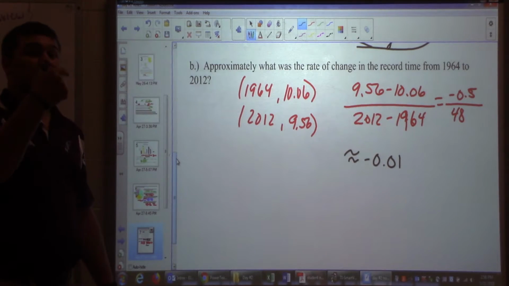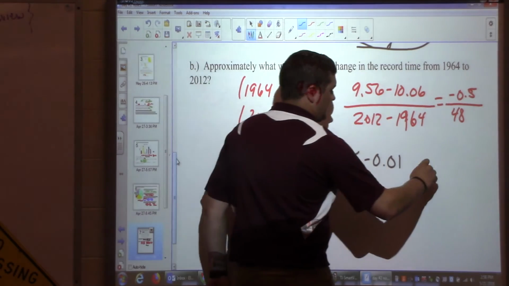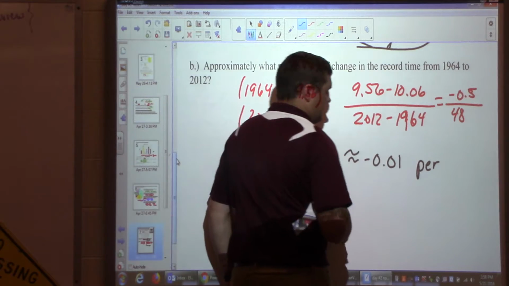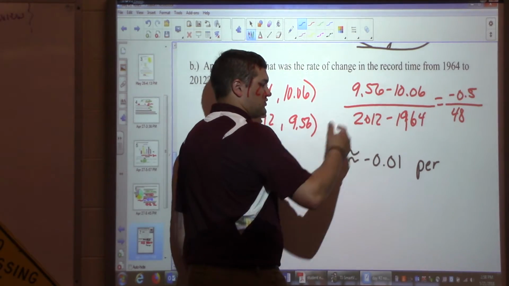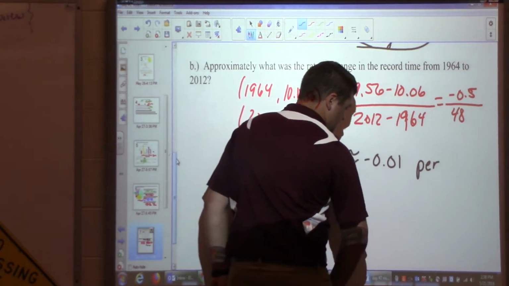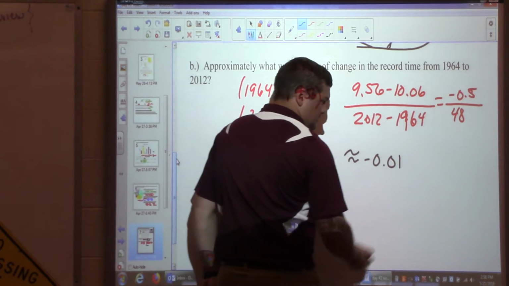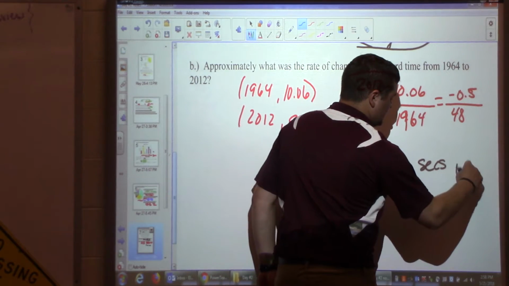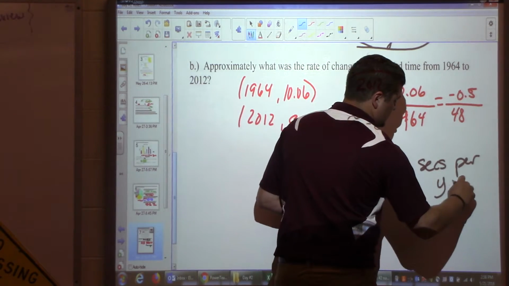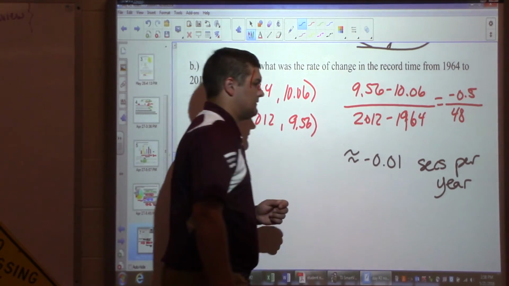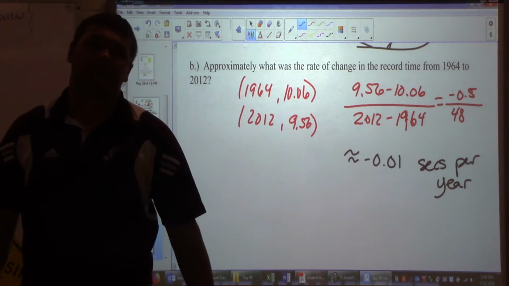Seconds per year, right? We're dropping negative 0.01, so we're dropping 0.01 seconds. Try to put seconds per year. We'll just put a line. You can do seconds over a year, that's fine.